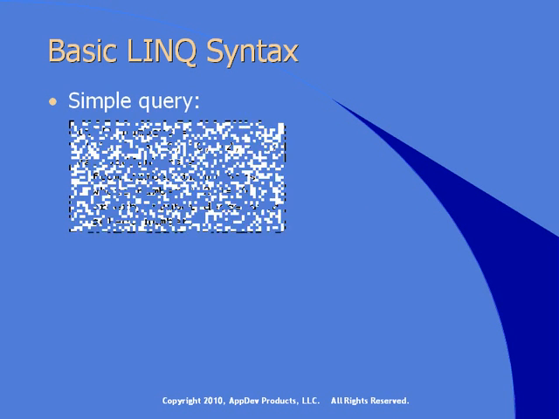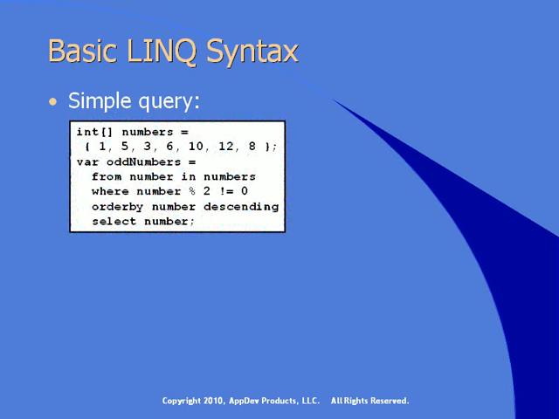So a simple query might look something like this. Imagine you have an array of integers, in this case 1, 5, 3, 6, and so on, named numbers. Now I'd like to retrieve from that array a separate data structure with a list of numbers that are odd, in descending order. Well, there's lots of ways I could do that, but notice how LINQ lets you do it.